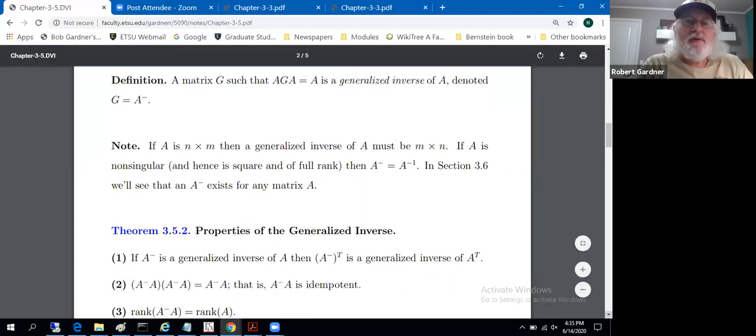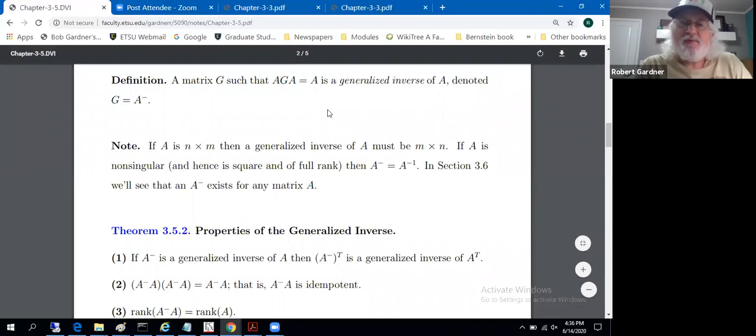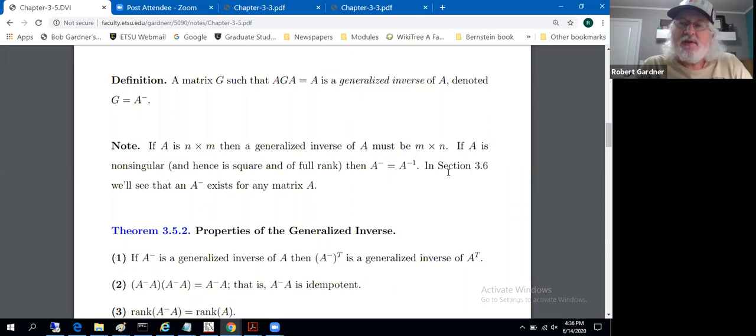The following is not. All right, a matrix G such that A times matrix G times matrix A equals A is called a generalized inverse of matrix A, denoted G. Okay, nobody said nothing about A being a square matrix. So this generalized inverse will work potentially for non-square matrices. If A is n by m, then a generalized inverse of A must be m by n for the conformability of the related matrix products. The dimensions have to be right for the matrix products to exist, in other words.